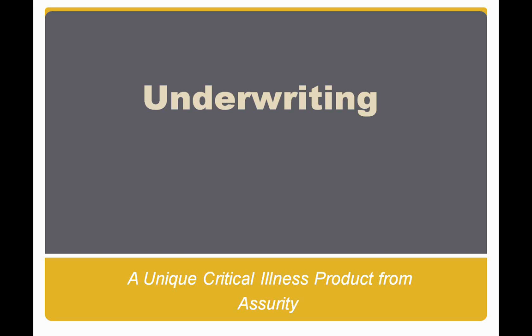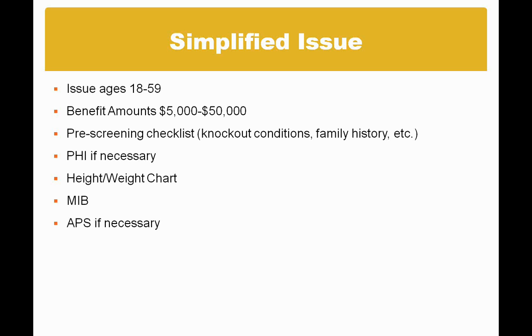As far as the underwriting goes, as I mentioned before, there is simplified and full underwriting, but they will underwrite these things. It's not like it's a guaranteed issue product at all. And you'll see here, you've got your knockout questions like every product has, of course. You also have a phone health interview if necessary. There's a height and weight chart. They do look at MIB, and there's no wiggle room.